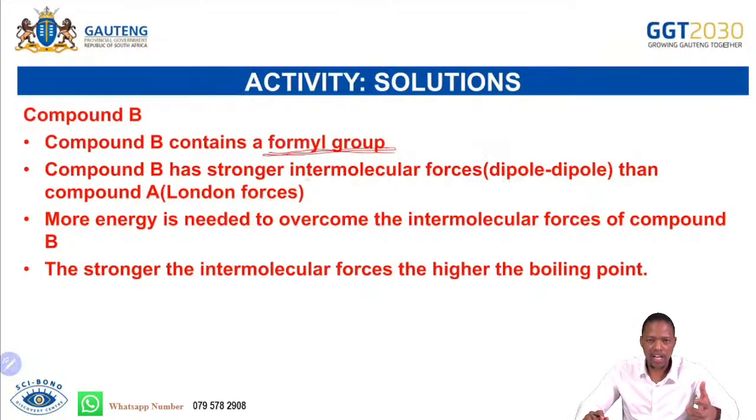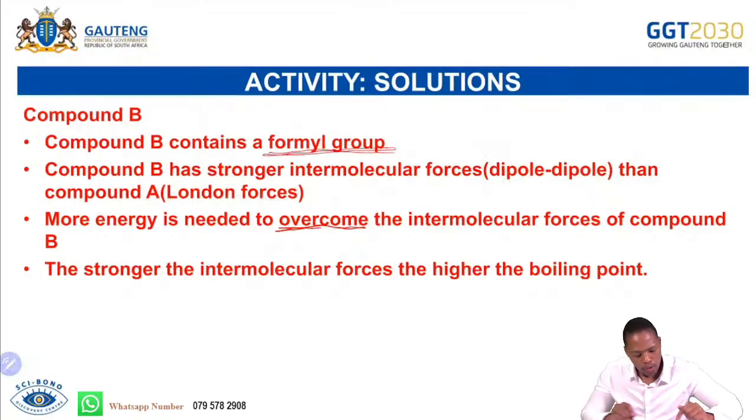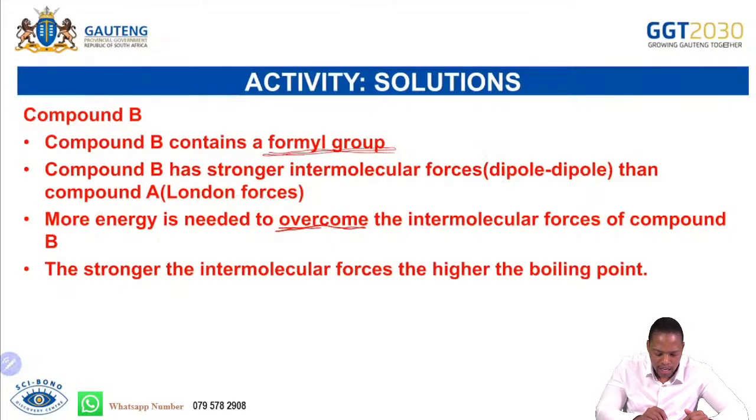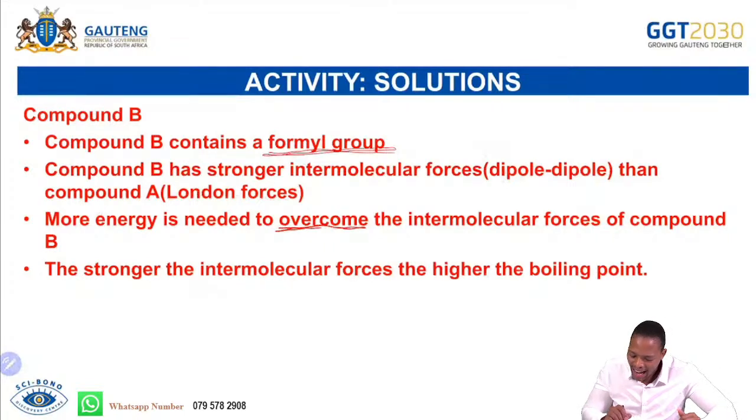Okay, that again tells the marker, or the person who's marking, that this person knows these things that they are talking about. Then I say more energy is needed to overcome, or someone would say separate, more energy is needed to overcome the intermolecular forces of compound B, than that of compound A. Unnecessary, I didn't put it there. Then I conclude that the stronger the intermolecular forces, the higher the boiling point. So this is the reason why I chose compound B.